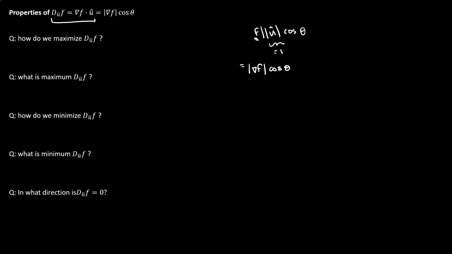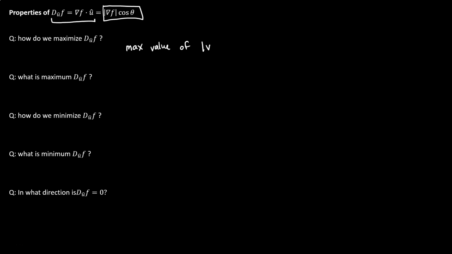And now that we remember that, hopefully we can talk about how that influences the maximum and minimum directional derivatives. So looking at the directional derivative in the definition, magnitude of gradient f times cosine theta, if we wanted to talk about maximizing that, then we want to find the max value of the gradient f magnitude times cosine theta.